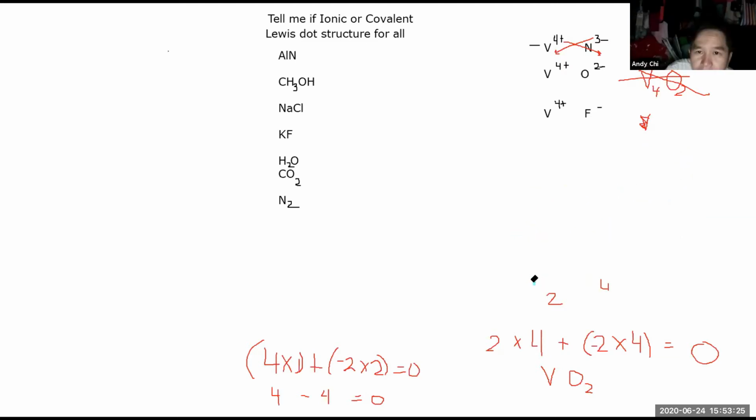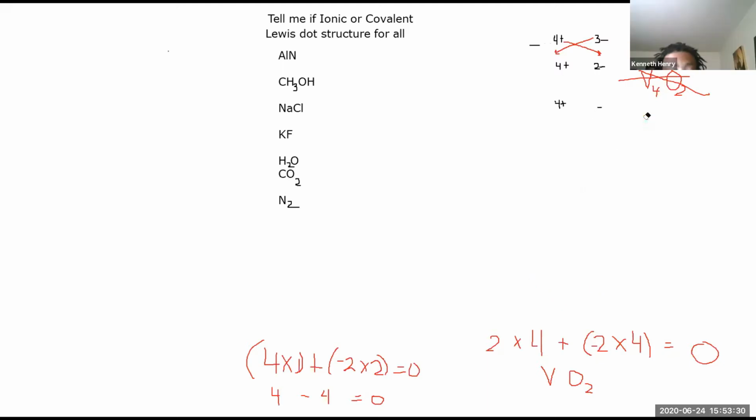The valence formula needs to be 0. So the overall formula has to equal 0, right? So here we're saying V is the transitional metal. It can be any plus, so it could be +1, +3, +2, +4. It could even be +6, right? But right now we're saying it's +4, okay?